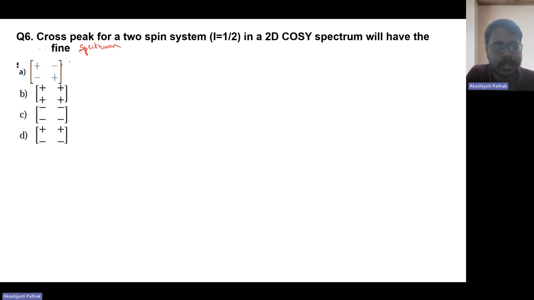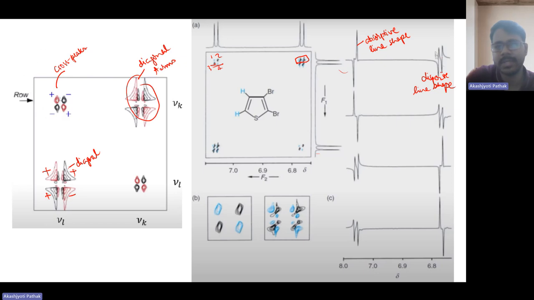Here, read the question carefully. What has been asked? You have been asked to determine the cross peak for a two spin system, or whether it is the diagonal peak. If it is a diagonal peak, then for a diagonal peak they are in phase dispersive line shape. It means all the 4 fine peaks that you observe in the diagonal peak will have positive signs, plus plus plus plus. This kind of dispersive shape is the one that I was explaining. This is the dispersive line shape.